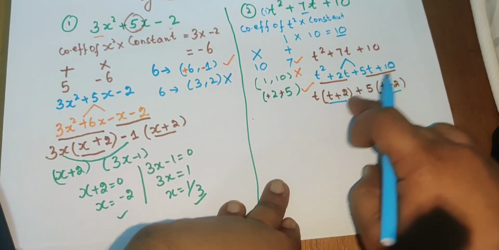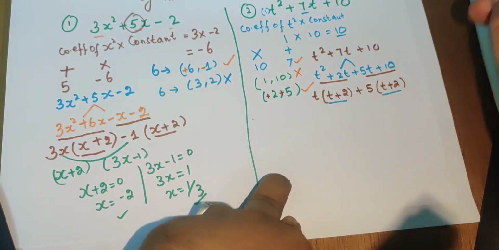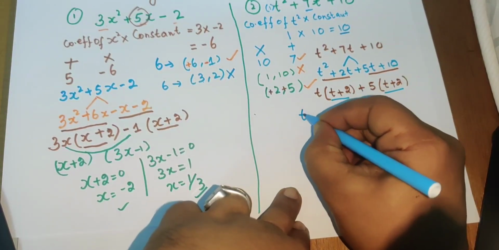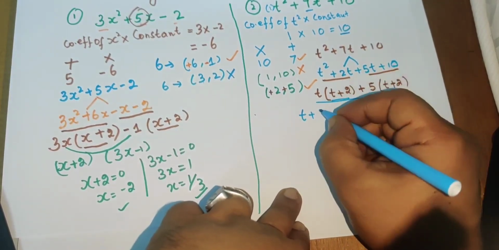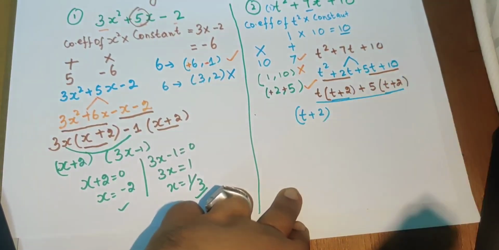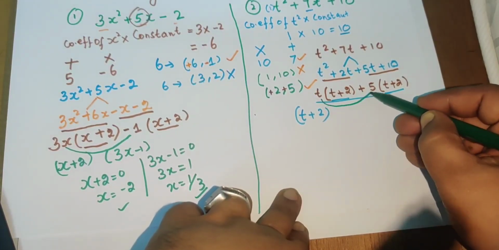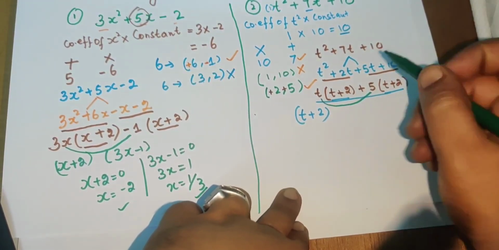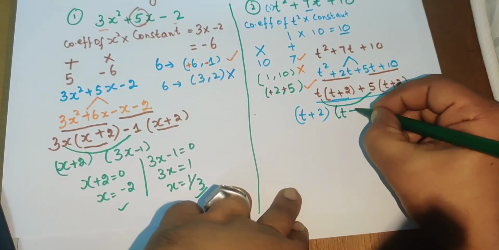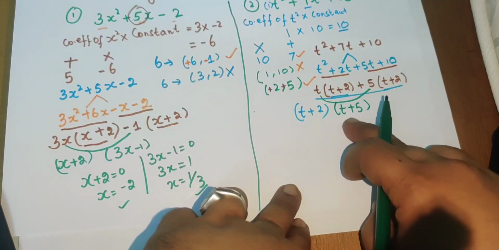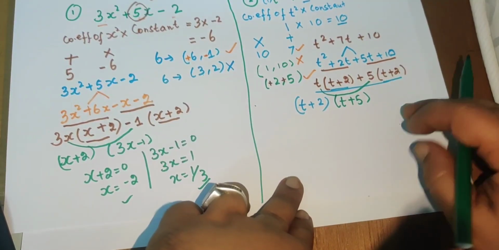As you can see, both brackets are the same. If both bracket factors are the same, then we understand that we are going in the correct direction. So out of this full expression, t plus 2 is common, and t plus 5 is left. Almost we have done it. We found the factors. Now we are going to find the zeros.